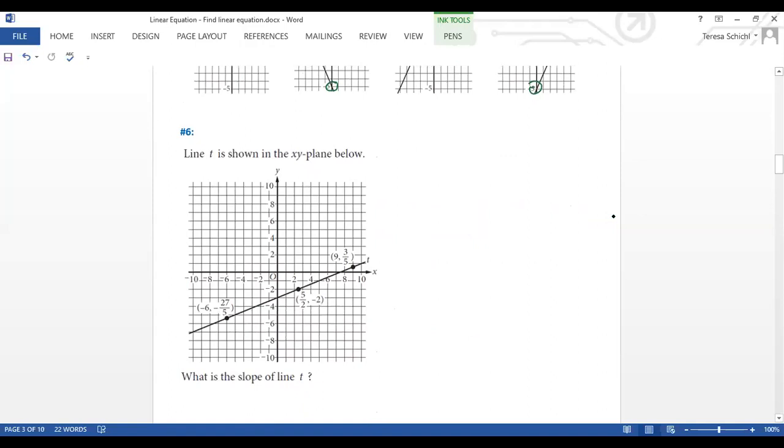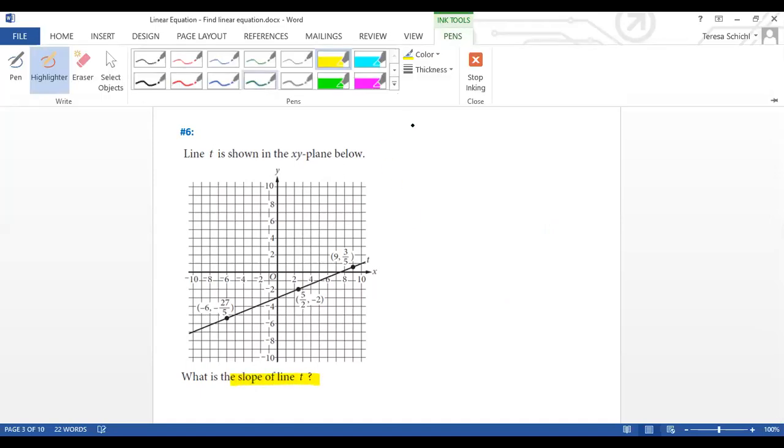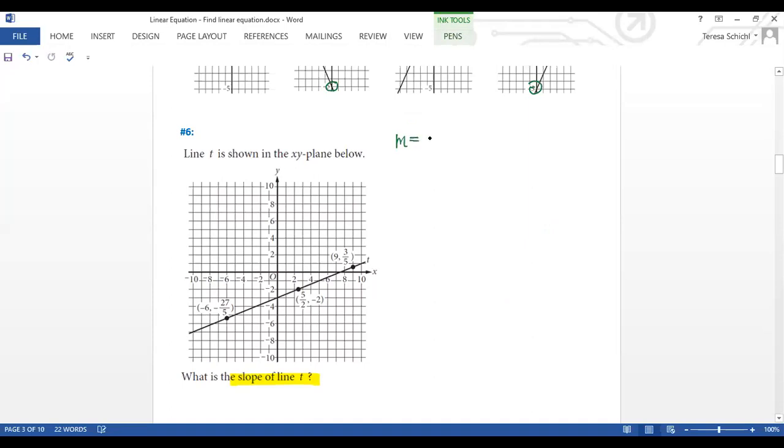Okay, so now the next one here is a line t shown in the xy plane, and I want to find the slope of line t. In order to find the slope, you want to find the slope of line t. Just like during our review, we know the slope is equal to y2 minus y1 over x2 minus x1 if you have 2 given points, right?